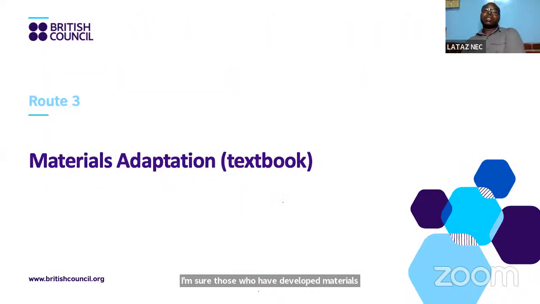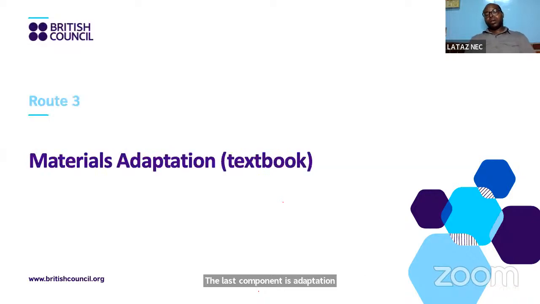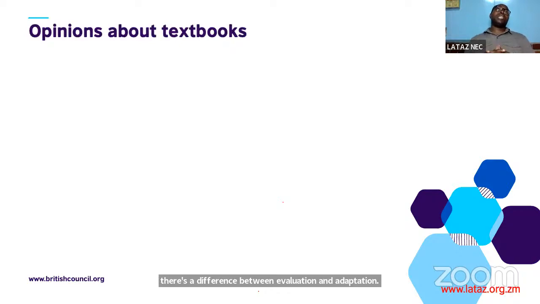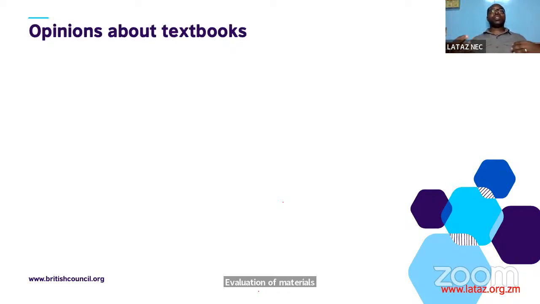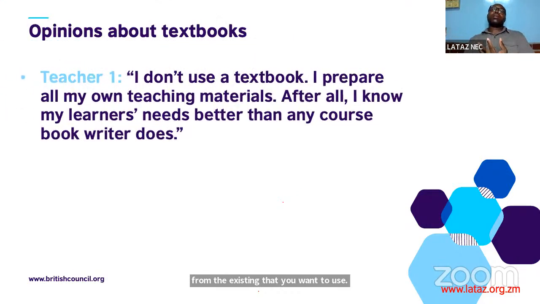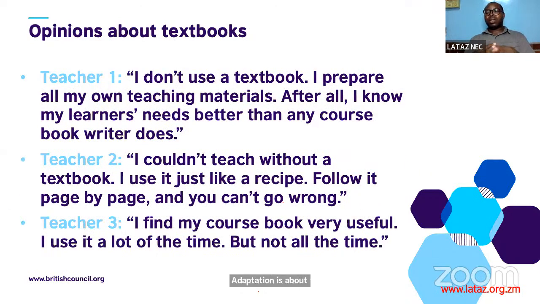The last component is adaptation. So this one, there's a difference between evaluation and adaptation. Evaluation of materials involves just selecting which materials from the existing that you want to use. Adaptation is about changing the materials that you have in order to suit your context.